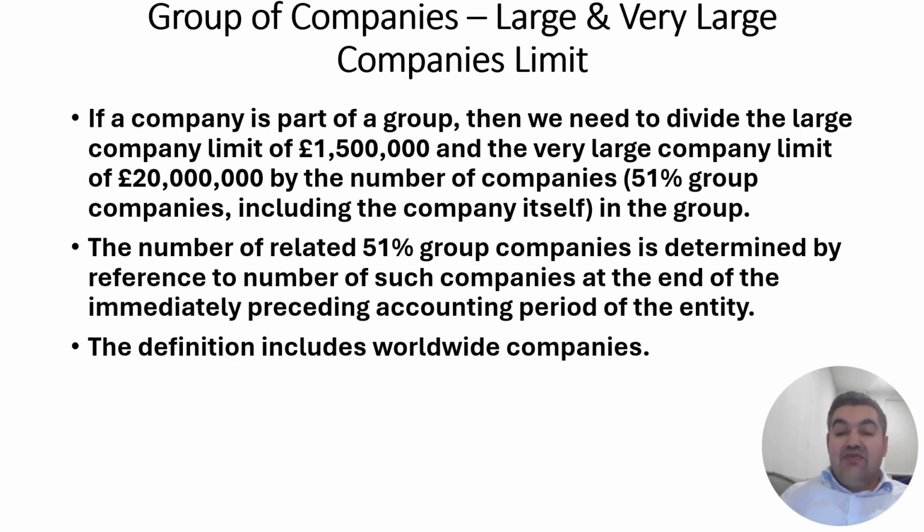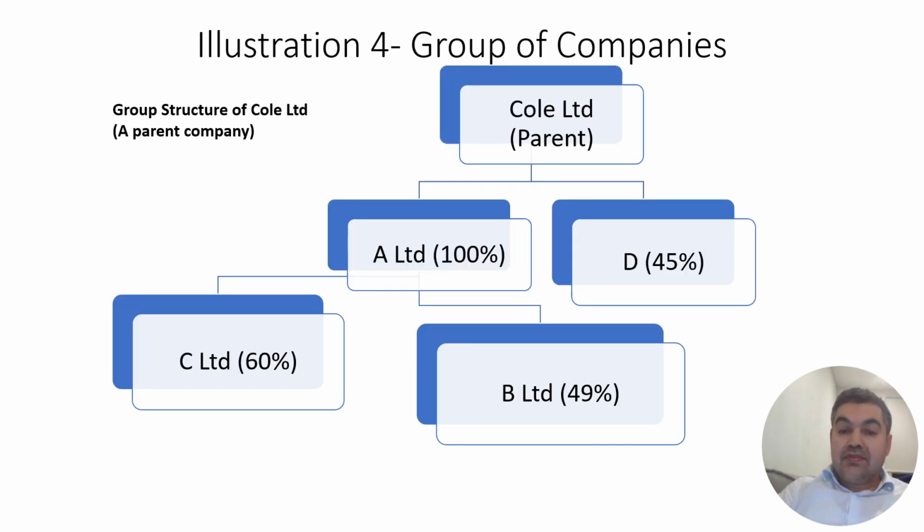For example, if you're going to determine if the company is large or small for the current accounting period, you need to work out the number of group companies that are 51% related in the previous accounting period. So that is the rule. The definition includes worldwide companies. Not only UK companies: if there's a company in Germany or Italy, you need to add these as well, as long as they are 51% related.